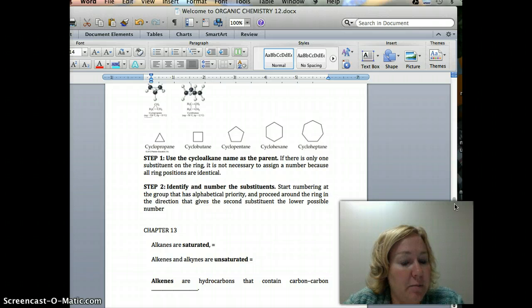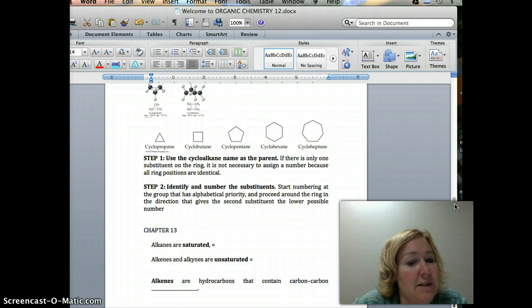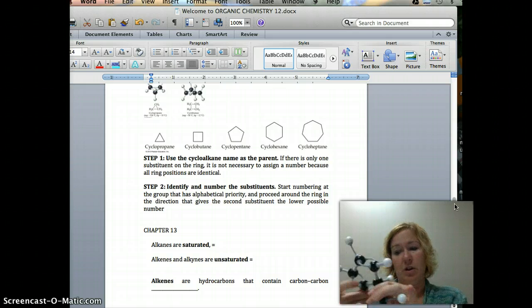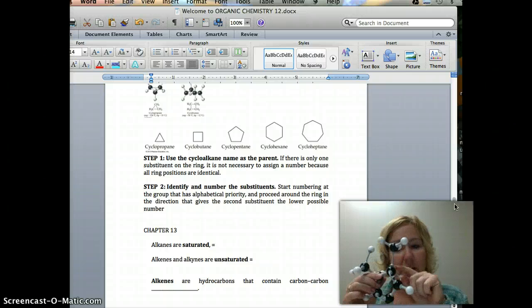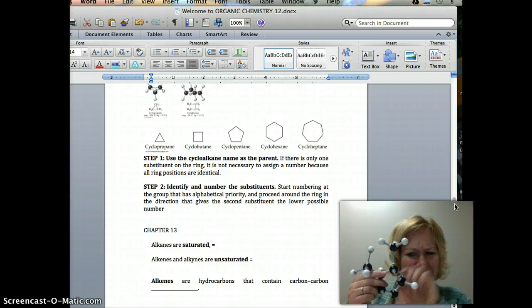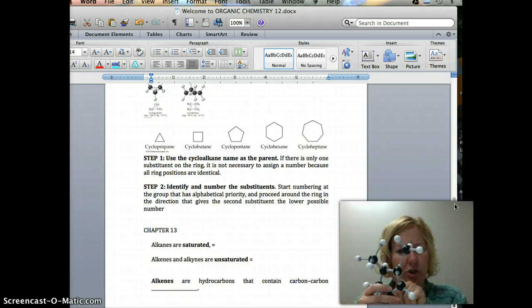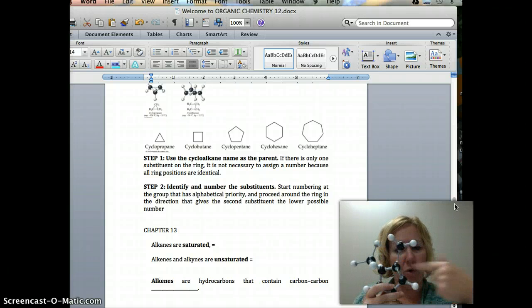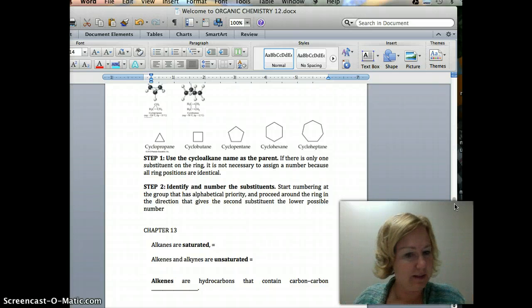cyclopropane. Identify the number of substituents. Start numbering at the group that has alphabetical priority. Again, alphabetical order. We love it here in chemistry. And proceed around the ring in the direction that gives the second substituent the lowest possible number. So here's our 2 substituents. Like this is 1, so there are 2 methyl groups. So you're not going to go 1, 2, 3, 4, 5. You're not going to go 1, 5. That doesn't make any sense, right? You're going to go 1, 2. So you're going to go 1, 2 dimethyl. You're not going to go 1, 6 and go around the other way. Does that make sense? Okay.